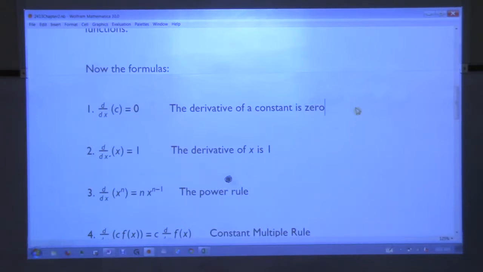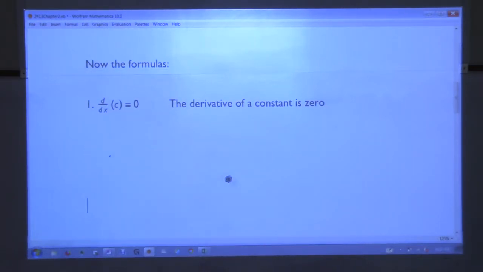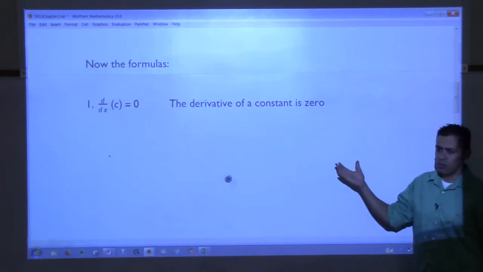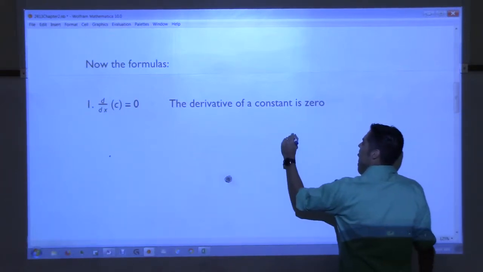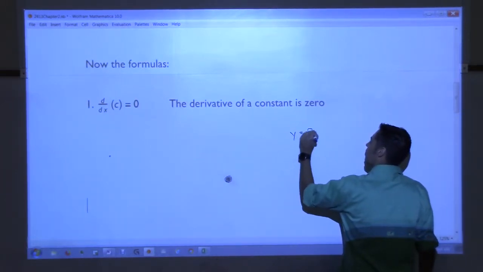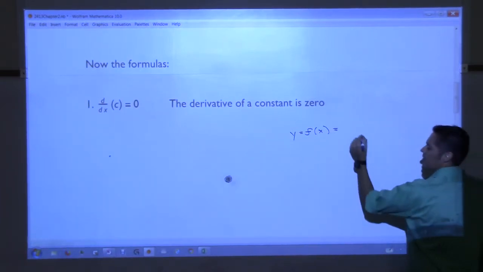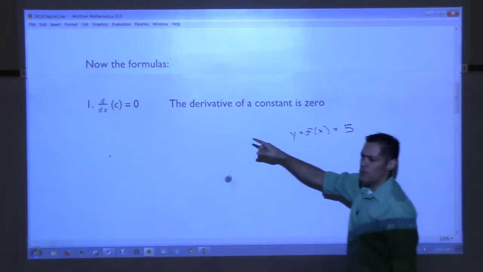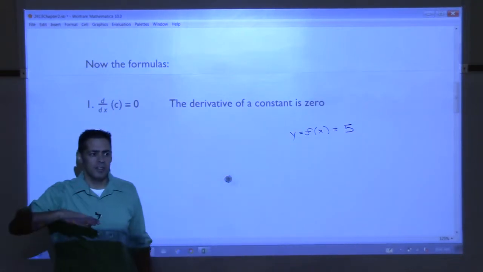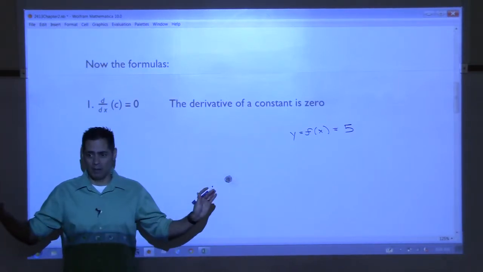The first rule says that if you try and take the derivative of a constant, you should get 0. Now I can illustrate this visually pretty easily. Let me show you why this works. Let's say you have some function y equals f of x, which is some constant. So somebody give me a constant. 5. Okay, that's what I was thinking of. So 5. This rule is saying that if you take the derivative of this, you should get 0, which means that the slope of the tangent line should be 0 everywhere.